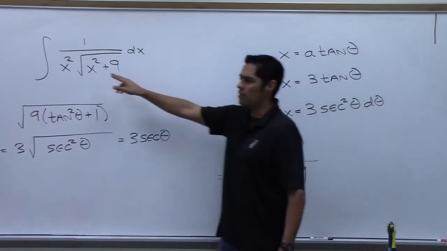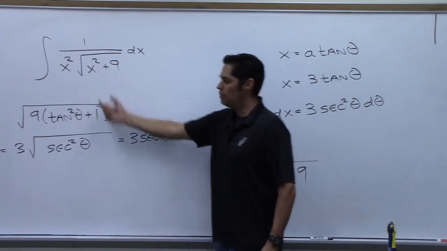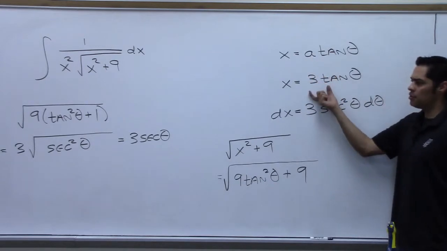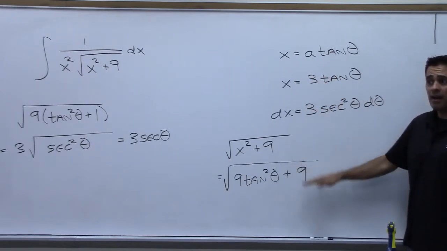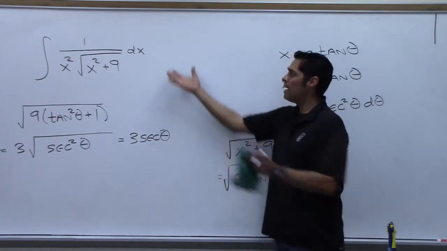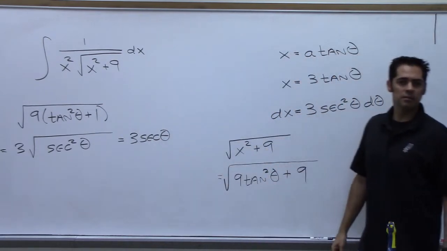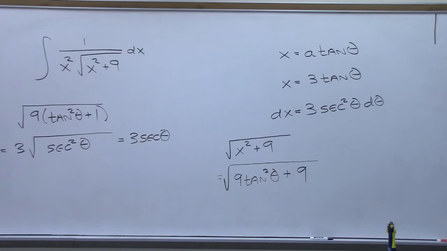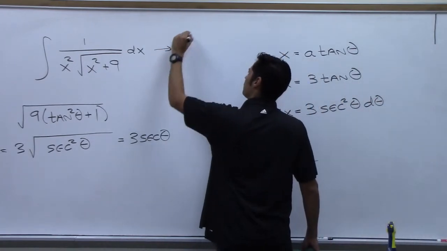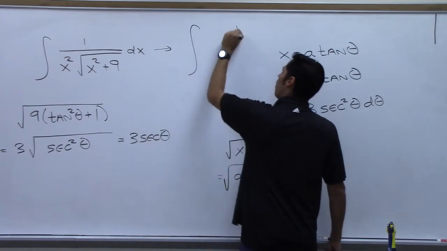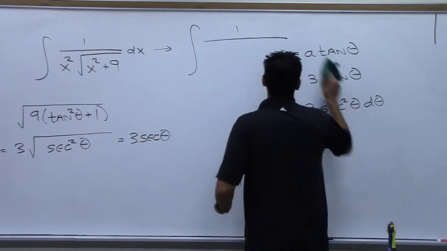Identify the radical, the form. Use the table to figure out the trig sub, take the derivative, simplify the radical, and then go back to this and replace everything. Do it that way? That sound good? Okay. So now this integral is going to become integral 1 over, all right, let's not forget any pieces here.